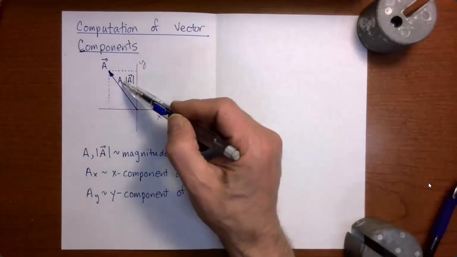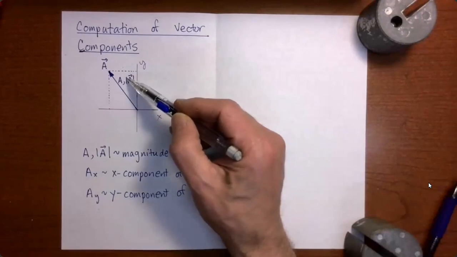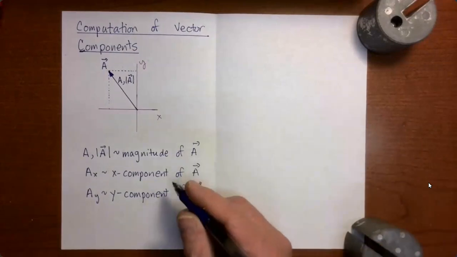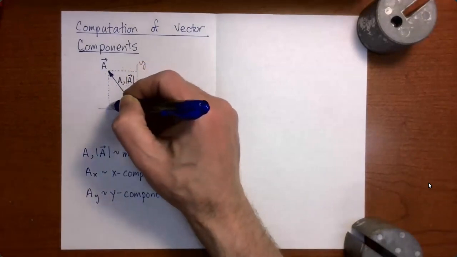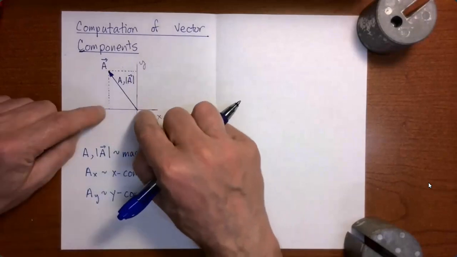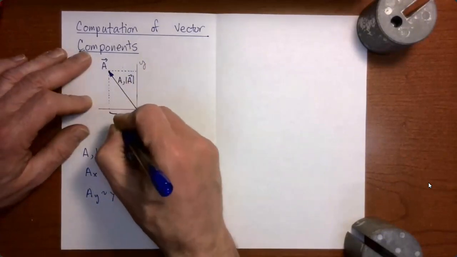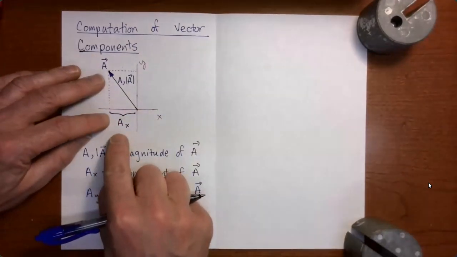Now, coming to this figure, if this is vector A here, the magnitude of the vector is denoted either just by the letter A by itself, or by the letter A with the arrow on top and then between vertical lines. I form the X component of the vector by starting at the tip of the vector and then dropping a perpendicular down to the X-axis. The segment formed on the X-axis is called the X component of vector A. It's denoted A sub X.